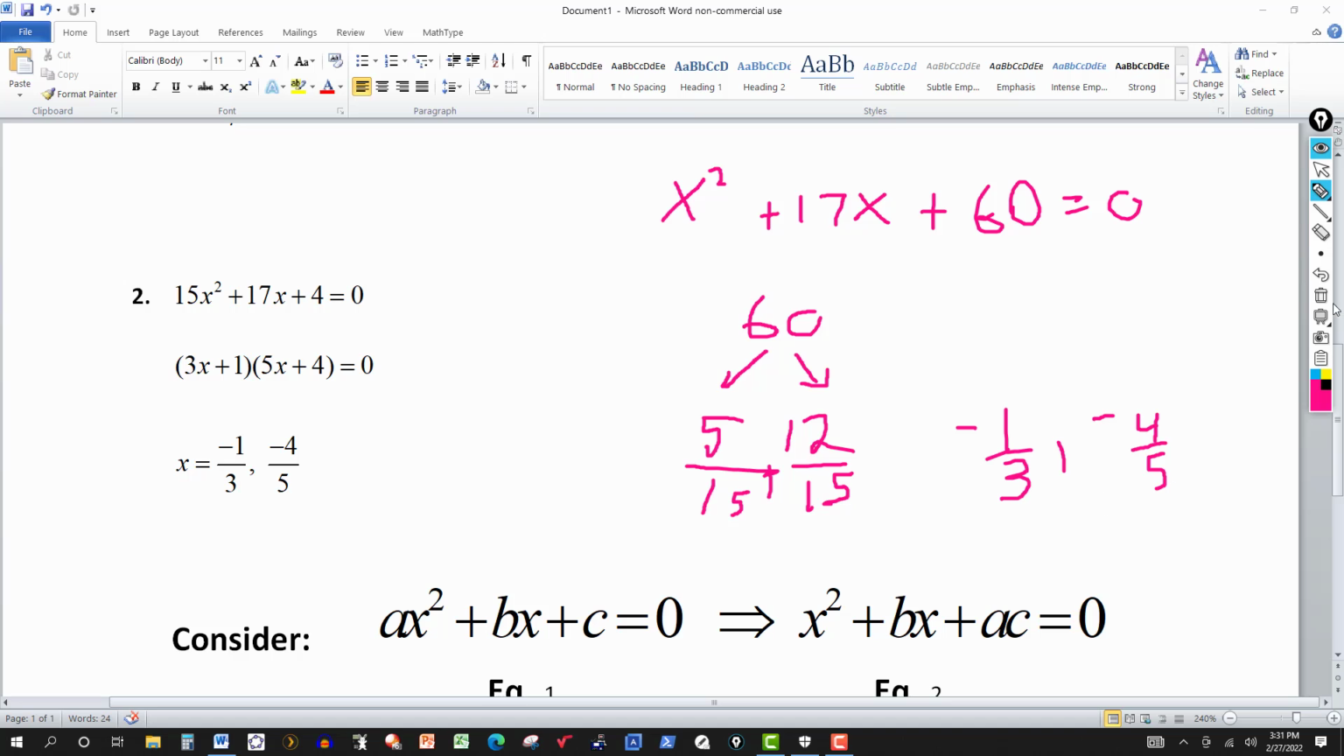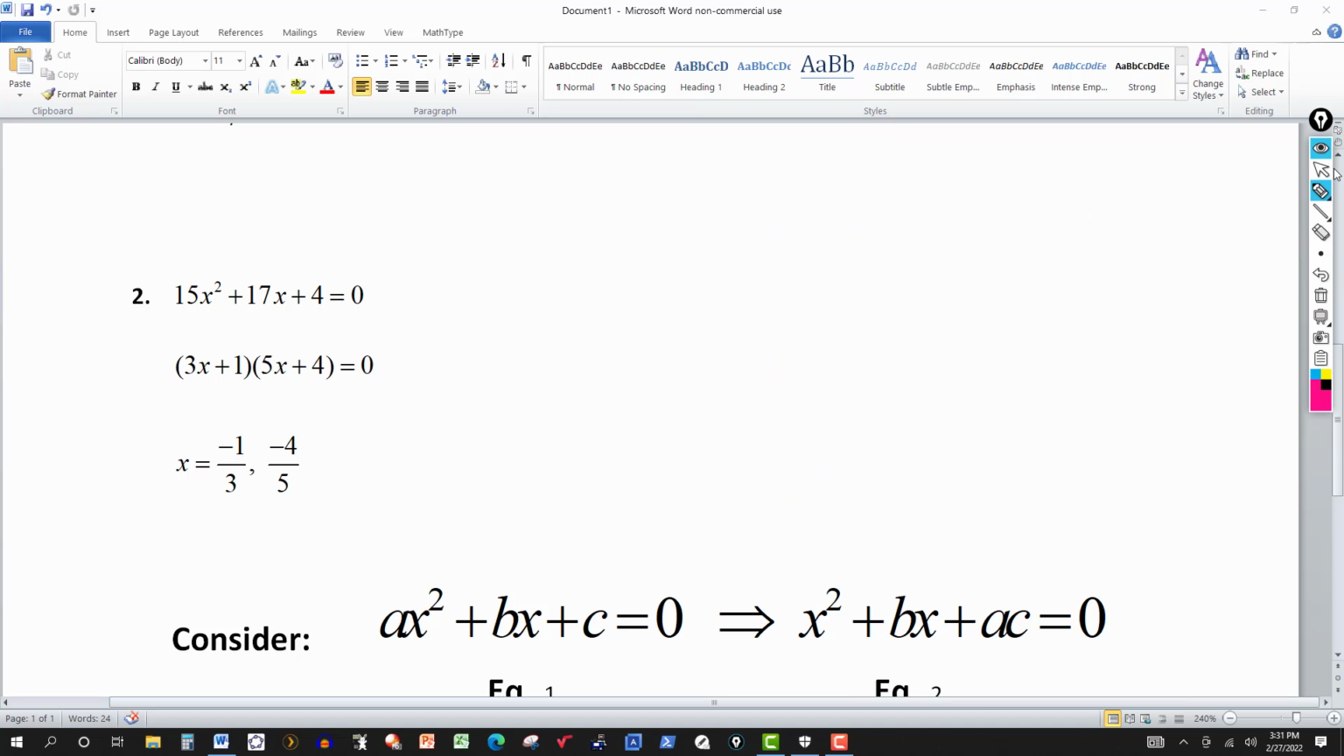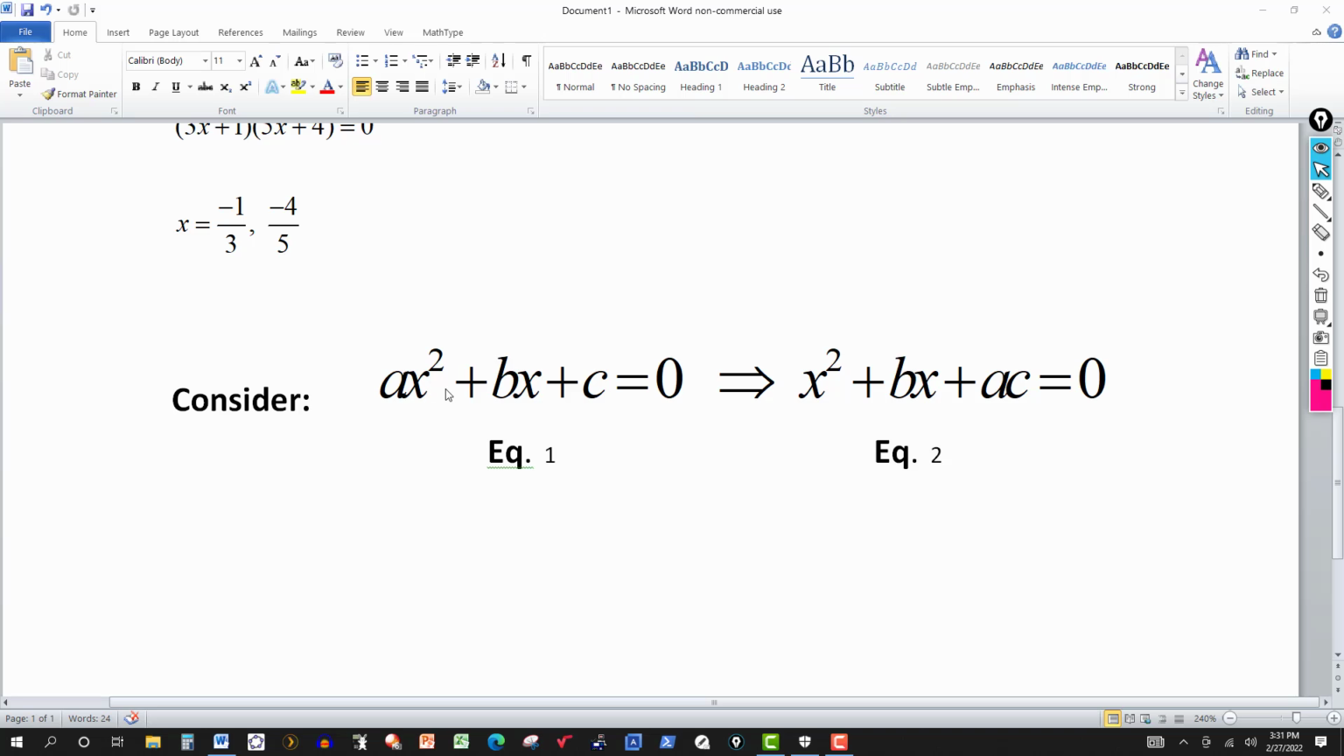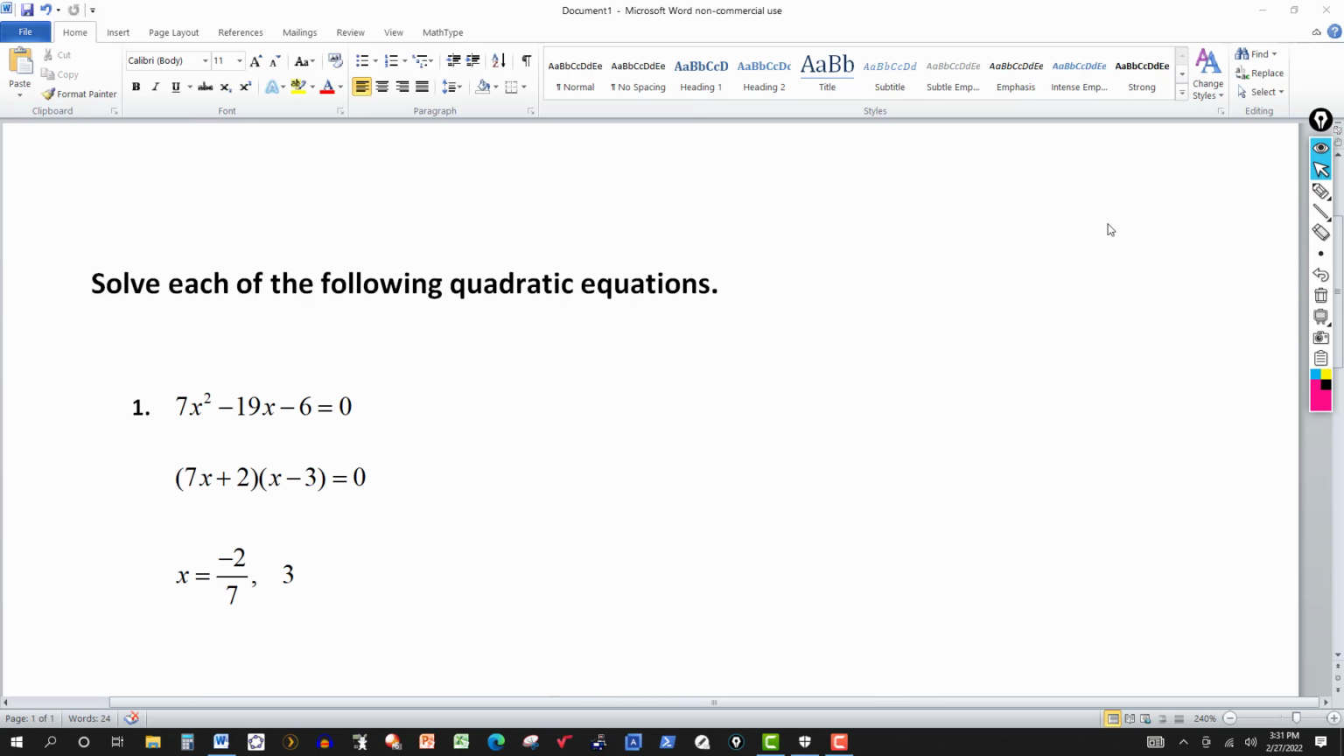Now, why it works, we can set it up this way. Suppose we have ax squared plus bx plus c equal to 0. That's your standard quadratic equation. So in the first one, it was 7x squared minus 19x minus 6. So the a was 7, the b was negative 19, and the c was negative 6.